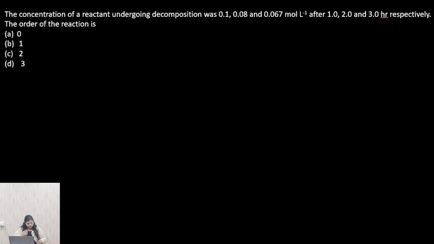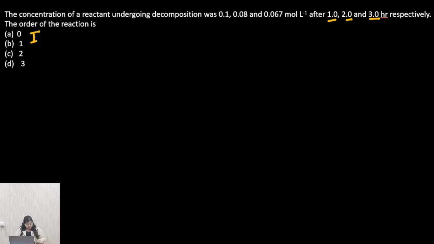Next one we are having is this. The concentration of the reactant undergoing decomposition was 0.1. These values are given after a time span of 1, 2 and 3 hours respectively. What is the order of the reaction? So you see the data has been given at different intervals of time. To find the order of a reaction, we make use of the integrated rate law expression.